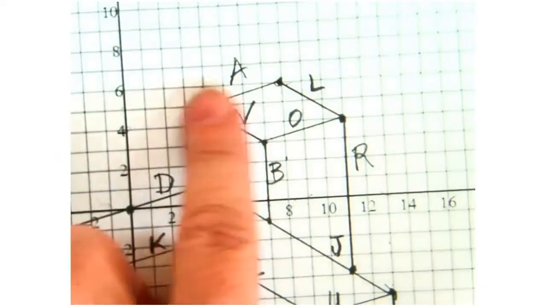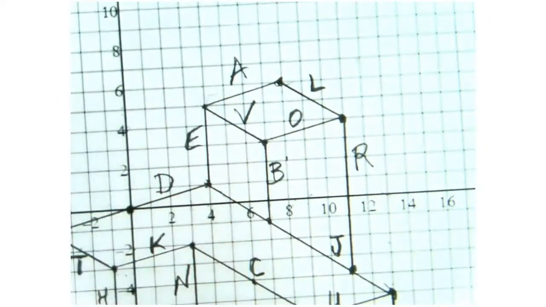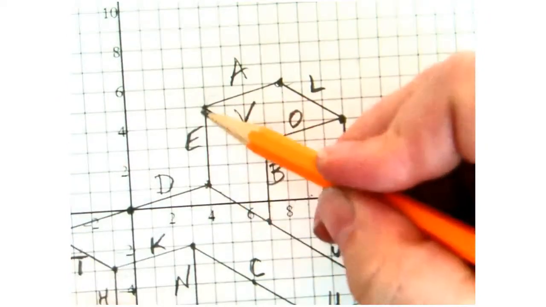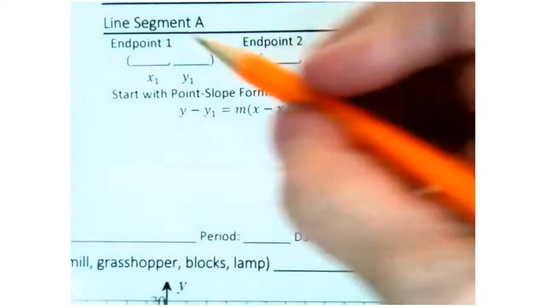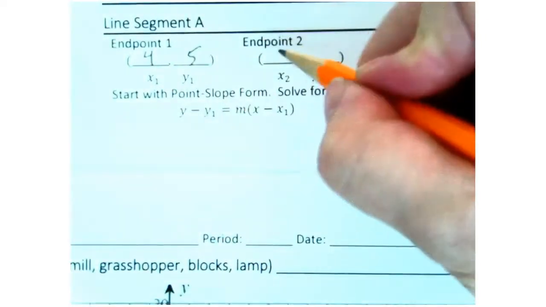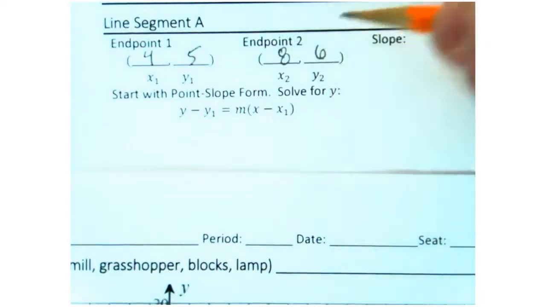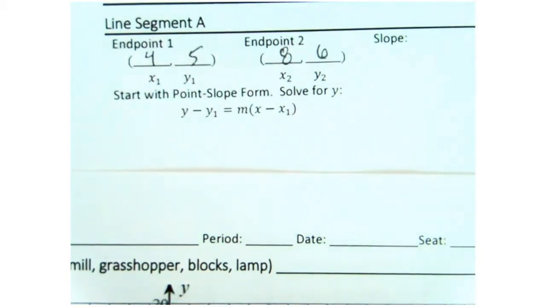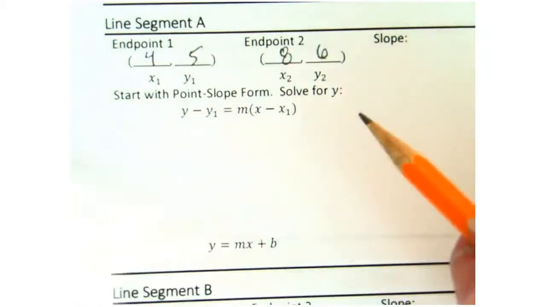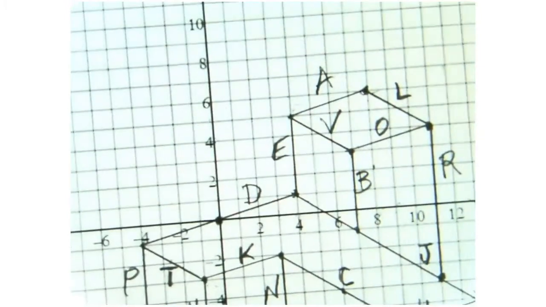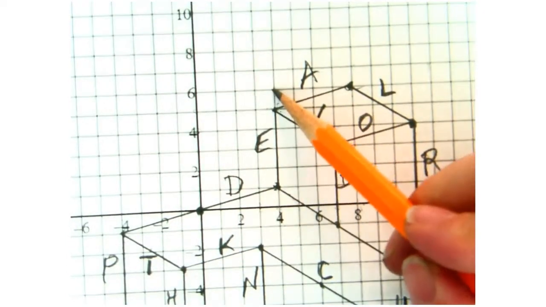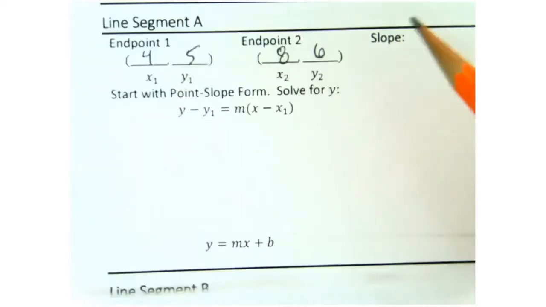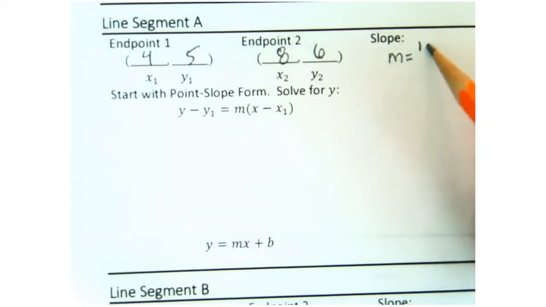Start with line segment A. Write down the endpoints, (4, 5) and (8, 6). Now find the slope. Start at the left, count up 1, right 4. M equals 1/4.